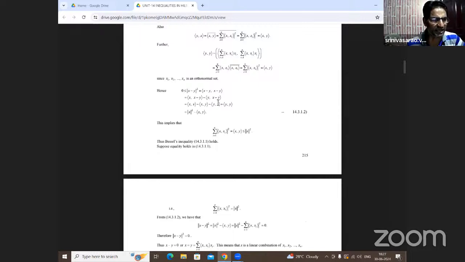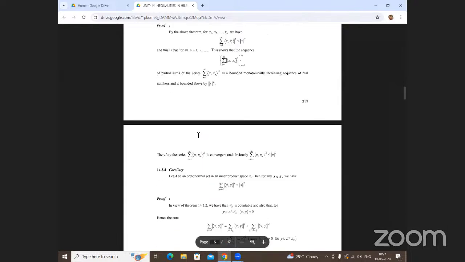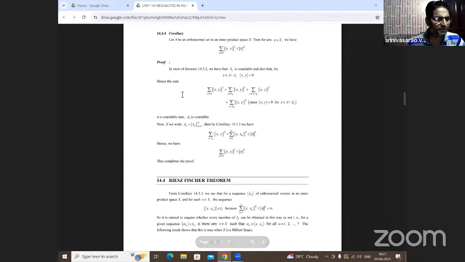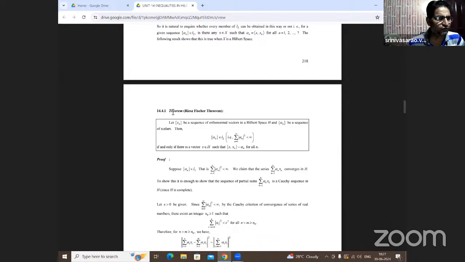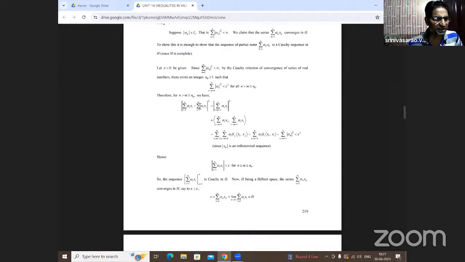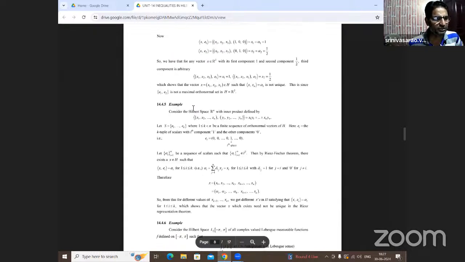Simply understood here. There is no doubt. 14.3.4 is one of the corollaries depending upon the Bessel inequality. So state and prove the Riesz-Fischer theorem, 14.4.1. These theorems belong to operator theory. If you have to choose the 11th paper, these theorems are very important for that paper. State and prove the Riesz-Fischer theorem. That is a simple concept. There is no doubt.